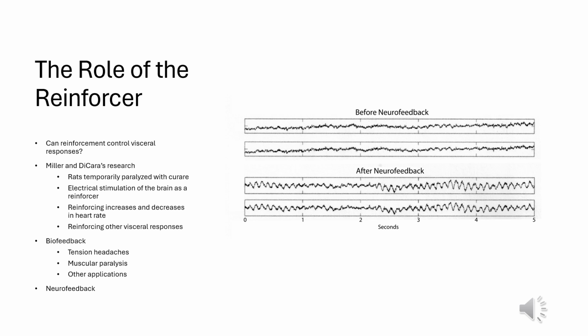So their research demonstrated that reinforcement could indeed control visceral responses, leading to a broader understanding of operant conditioning, which has paved the way for practical applications like biofeedback and neurofeedback, which allow individuals to gain control over previously thought involuntary physiological functions, as well as improving health outcomes in various conditions.